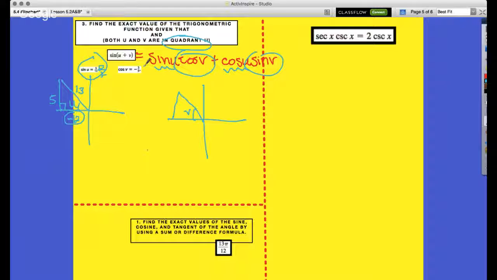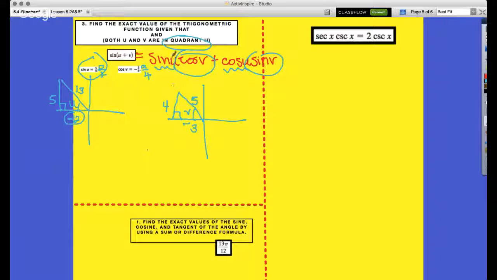For v, this is adjacent over hypotenuse, right? Because this is the v over here on this side. So the adjacent would be negative 3. The hypotenuse would be 5. This is a 3, 4, 5 triangle. The 4 will be positive because it's going up in the second quadrant. So why do I say that?